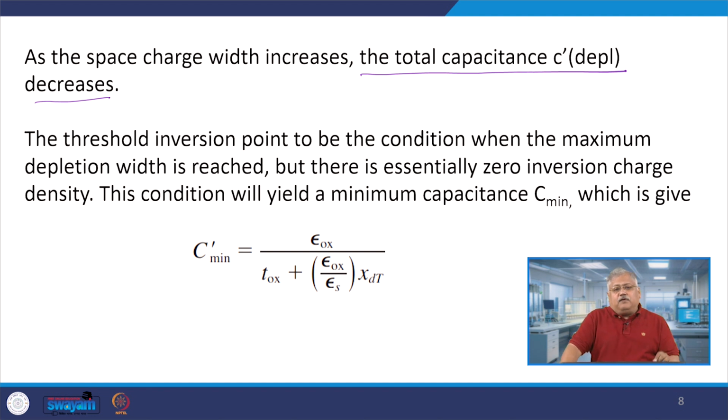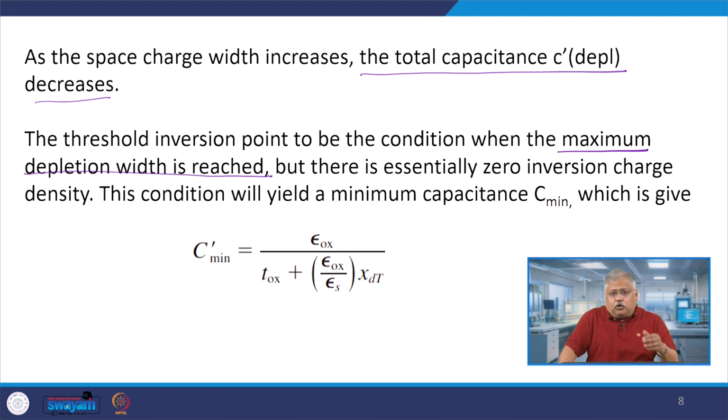However, how do you define that you have threshold voltage formed? Is that when you say it becomes as much n type as it is initially p type? One way of saying it is that we define the threshold inversion point to be that condition when the maximum depletion width is reached.